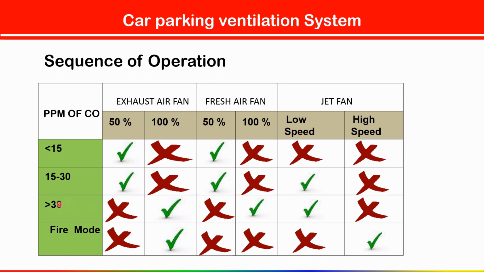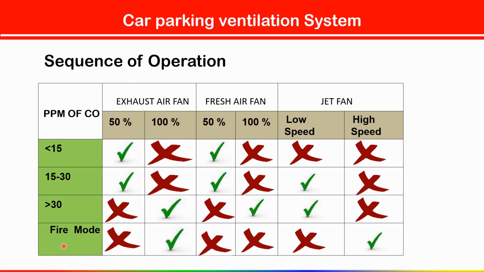Suppose your carbon monoxide level in the basement is more than 30 ppm. At that time the exhaust air fan will run at 100% speed, and the fresh air fan is also running at 100% speed, and the jet fan we have to run at low speed. It can cover it and exhaust it easily.